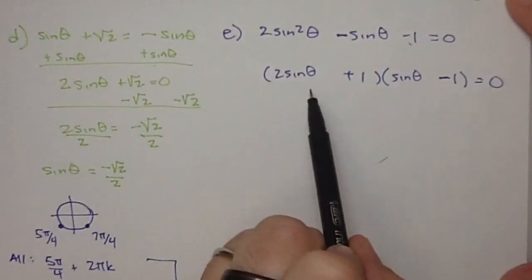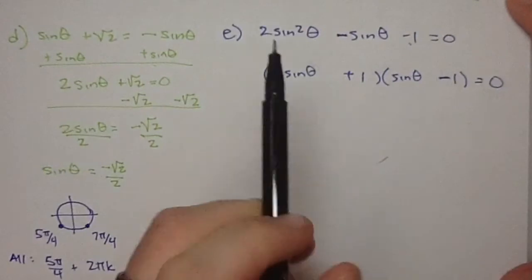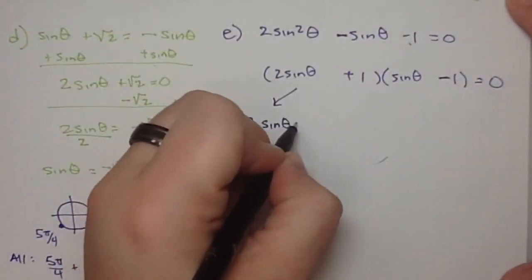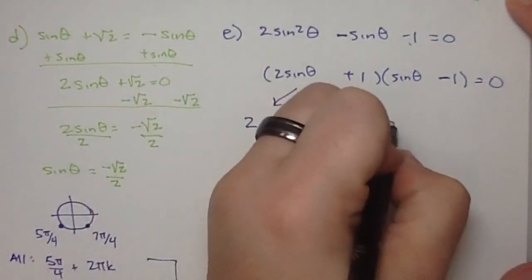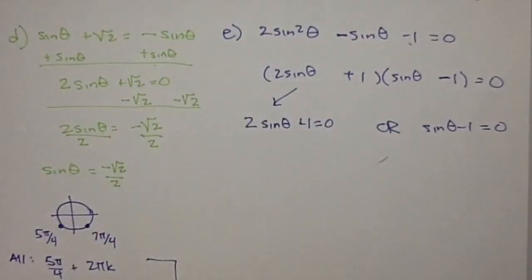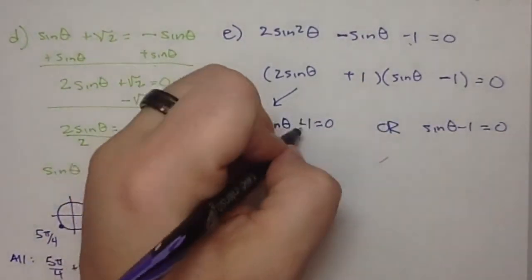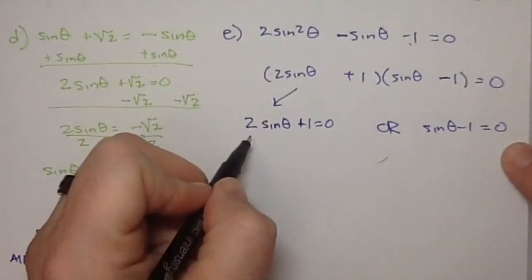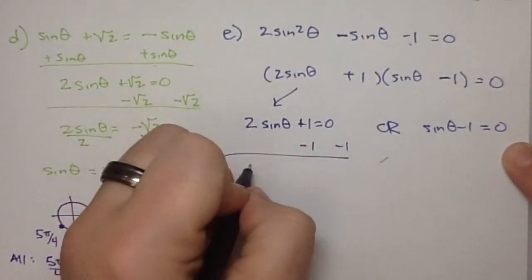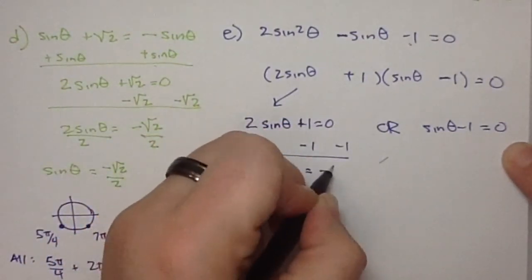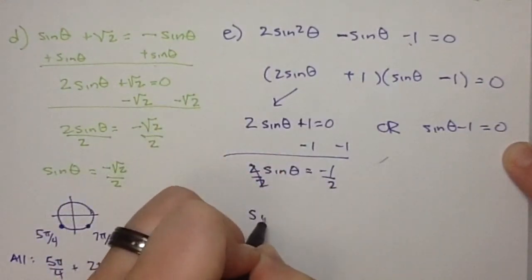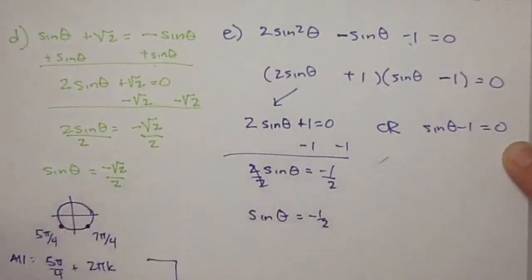All right, so if this term times this term equals 0, either this one is 0, so 2 sine theta plus 1 equals 0, or sine theta minus 1 equals 0. So we're going to evaluate them in order. So here we're going to subtract 1 from both sides. So 2 sine theta equals negative 1, and then we divide by 2. So sine theta equals negative 1/2.